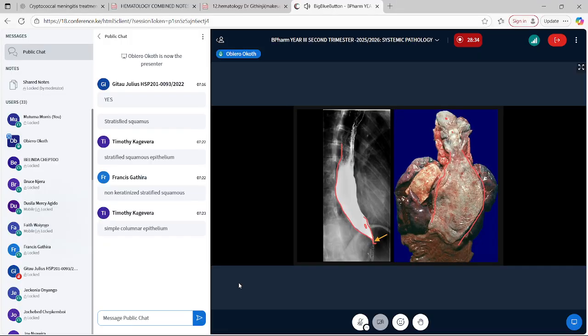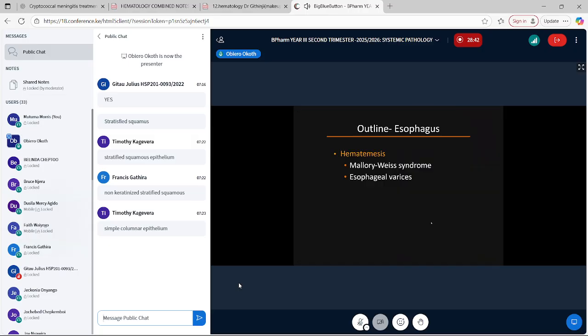So the ones we have discussed typically have some form of obstruction. They'll present with dysphagia. The next two will typically present with bleeding. You'll have some form of hematemesis. Number one is called Mallory-Weiss syndrome, and number two is called esophageal varices.